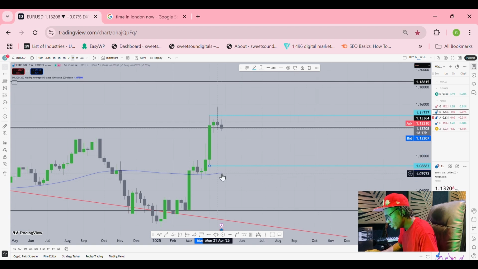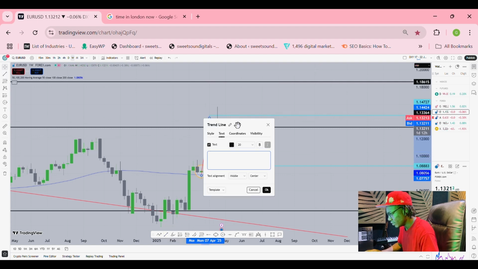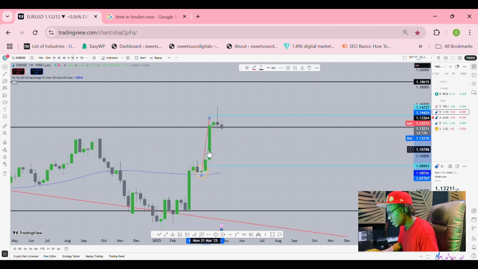My blue line here is my moving average. You can see around this area there's a clear support, resting on the moving average. And then it bounced up to this level, right? It bounced up to this level. Now let me take this off.